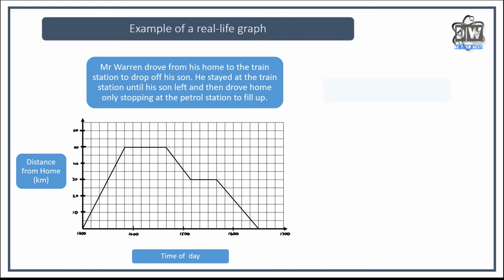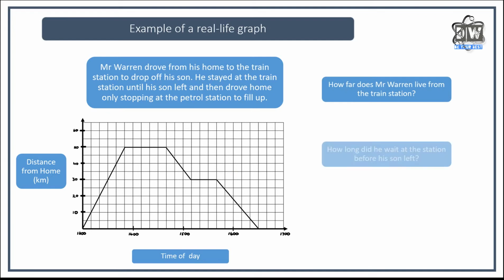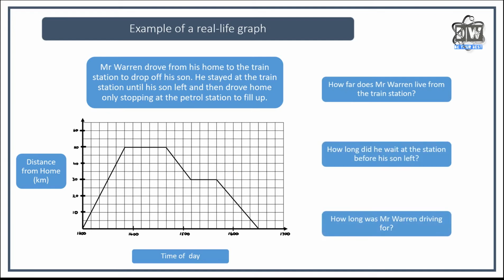Now let's look at the questions. The 3 questions we've got here, we're going to go through each one at a time. How far does Mr. Warren live from the train station? Well, let's have a look. Mr. Warren drove to the train station to drop his son off. So we can see here that he's at the train station here. So how far is that? That's 50 kilometres.